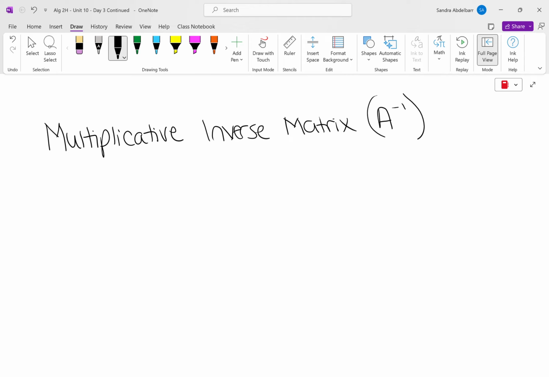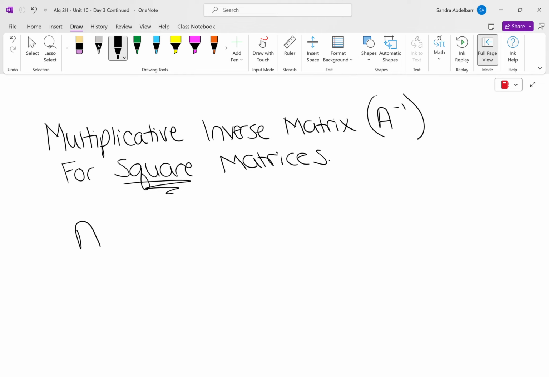So the multiplicative inverse is represented by that matrix raised to the negative first power. So I have A raised to the -1. That's called the inverse. And we're going to do this for square matrices. So if I take matrix A and I multiply it by its inverse, we should yield the identity matrix.